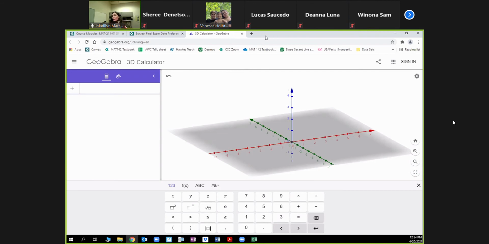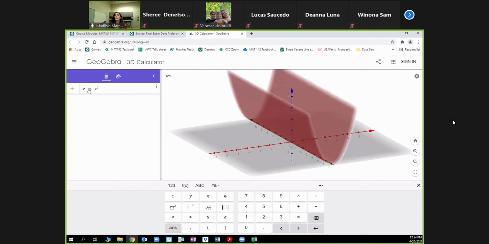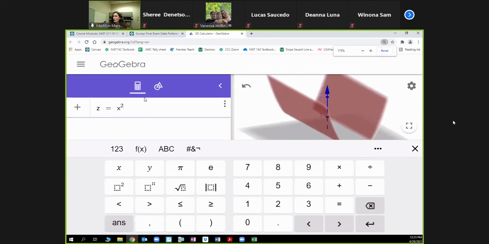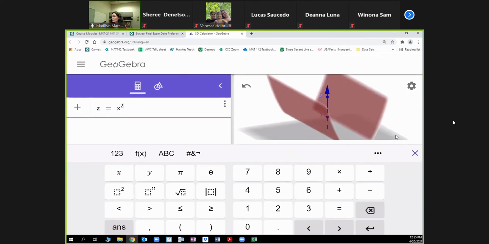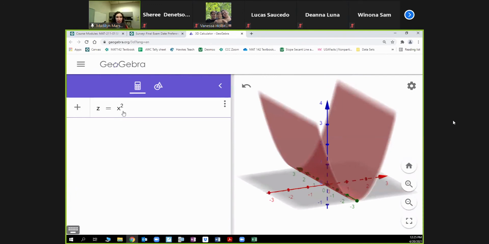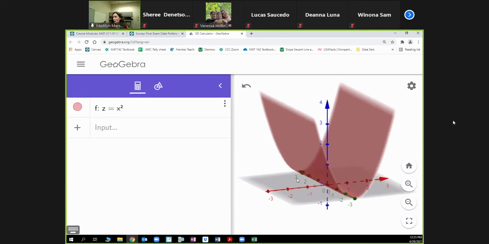So I'm going to put, actually, before we put in that, I'm just going to start typing some things. So if we do Z equals X squared to start off with. So if this were a Y equals, I'm going to zoom in a little bit. Now it's hard to see. If this were a Y equals X squared, it would just be a parabola. Now we're doing Z equals X squared. So this is a parabola looking thing.